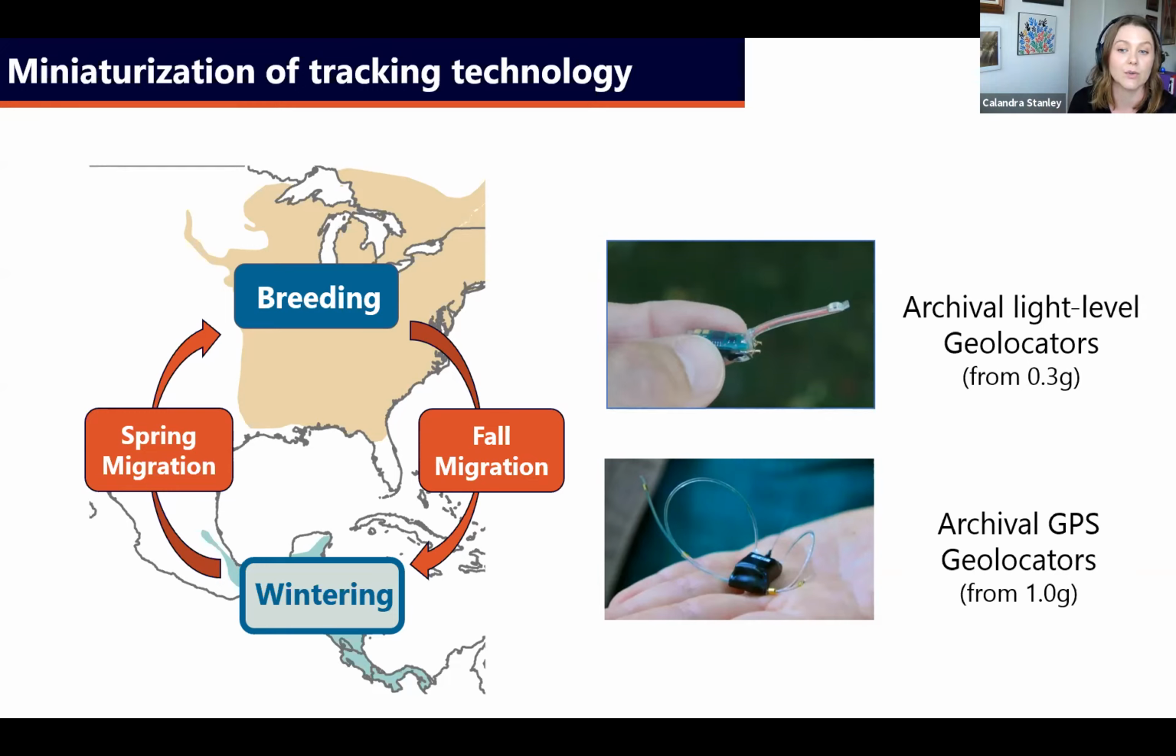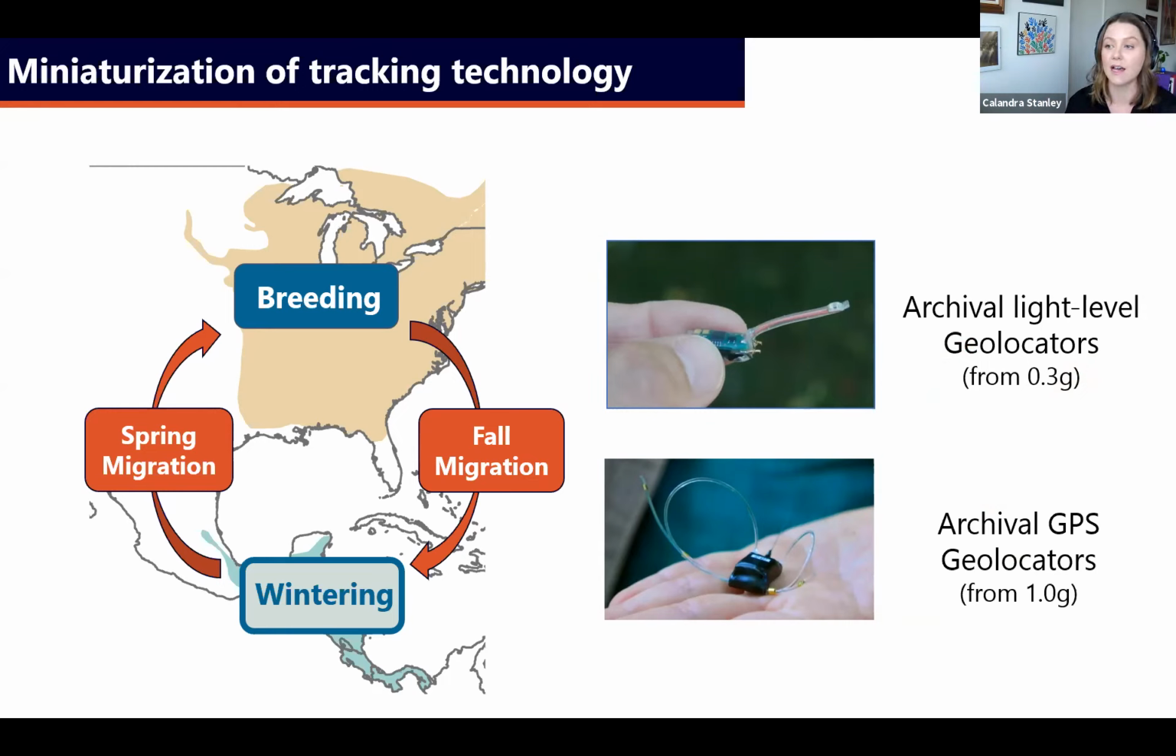These devices record ambient light level, and based on day length and time of sunrise, they can estimate locations twice per day. But as you can imagine, there's a large degree of error associated with these location estimates. But nowadays you can get archival light level geolocators that are as small as 0.3 grams.